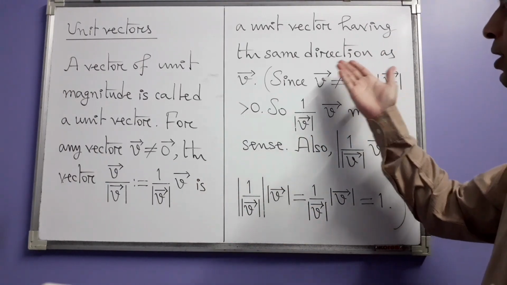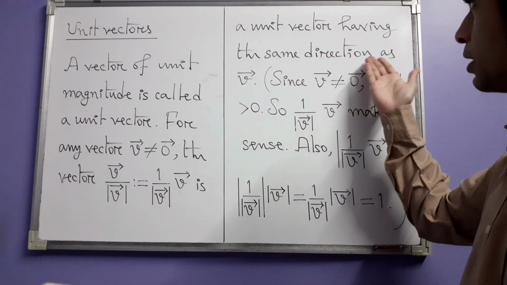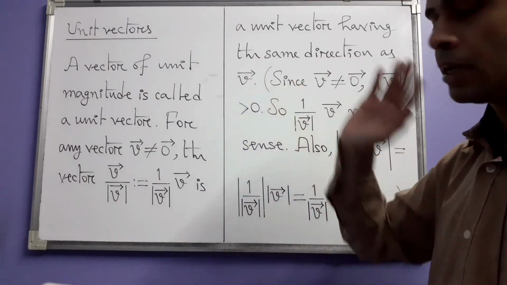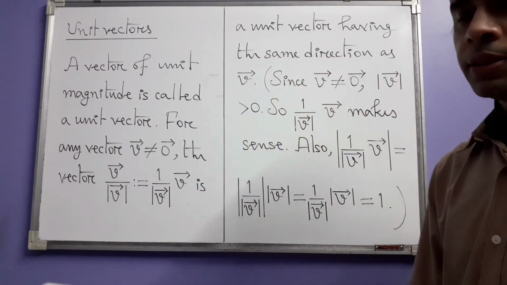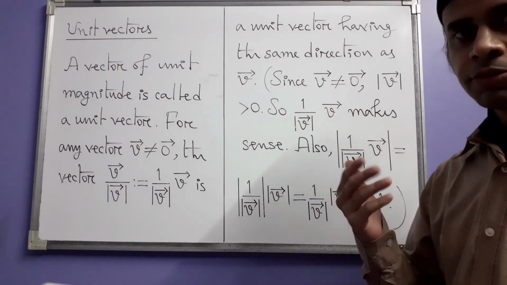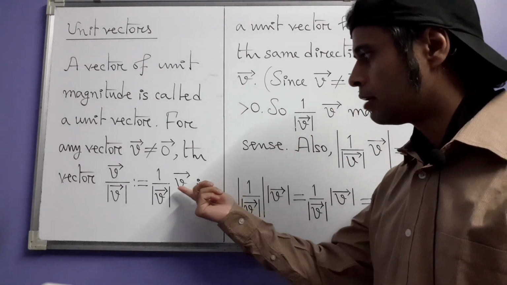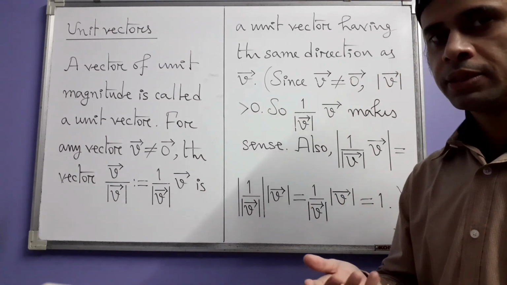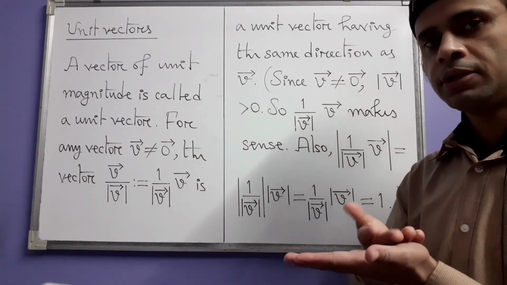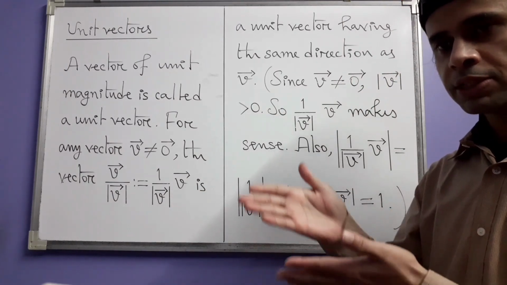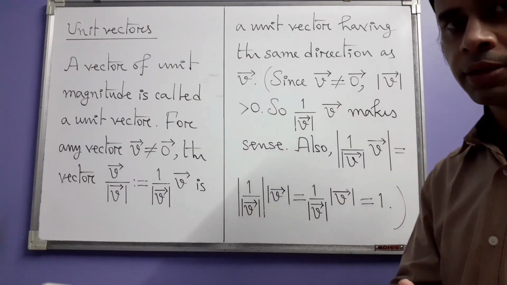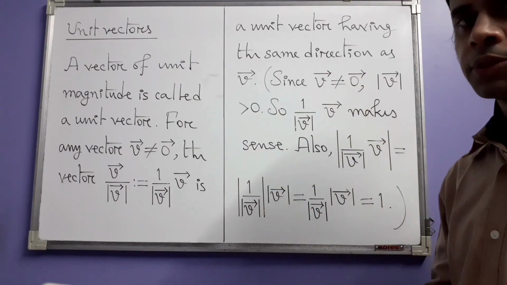But what about the remark also, that the direction of this is the same as that of v? That comes again from the definition of scalar multiplication. When you multiply a vector by a positive real number, then the direction of the scalar multiple is by definition the same as the direction of the original vector. From there this one comes.